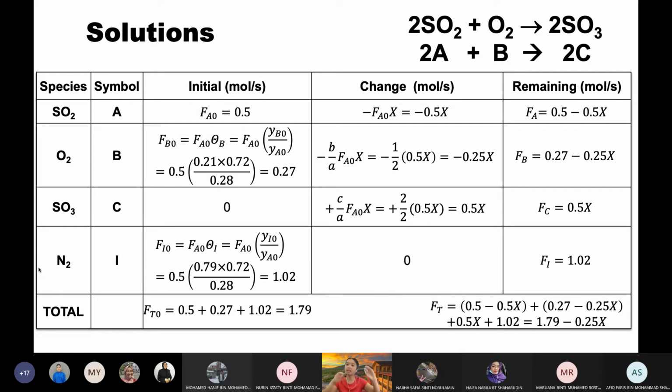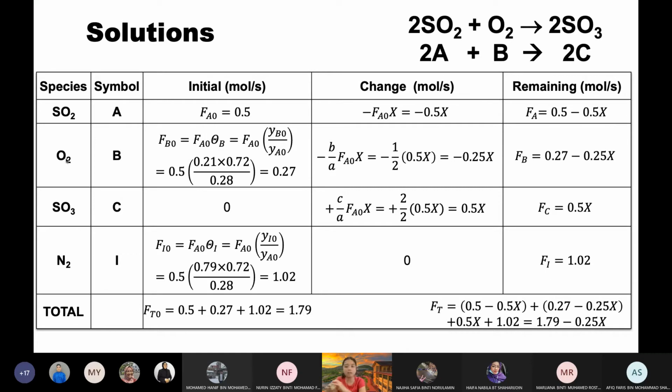So you get the point for the other row, but you will lose point on the overall, the row for the inert, and you will definitely lose the point for the total. Total pun dah lain lah sebab kamu tak kira yang untuk inert. Okay, so let us do the table. So first of all, for SO2, the initial kita dah kira kan 0.5, FA0 0.5. The change for A minus FA0x, so minus 0.5x. So the remaining for A, which is 0.5 minus 0.5x. Done. So A biasa my student takkan buat salah.